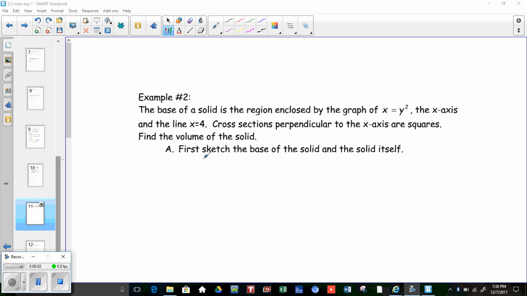Okay, example 2. The base of a solid is the region enclosed by the graph x equals y squared, the x-axis, and the line x equals 4. Cross-sections perpendicular to the x-axis are squares. Find the volume of the solid. So by giving us this information, x equals y squared, the x-axis, and the line x equals 4, that's giving us the base of the solid. So we're going to go ahead and sketch the base.